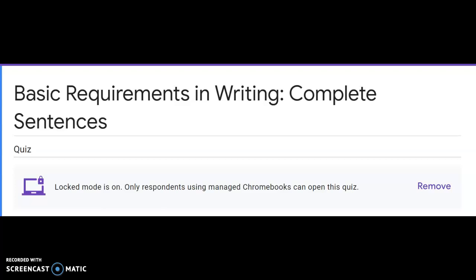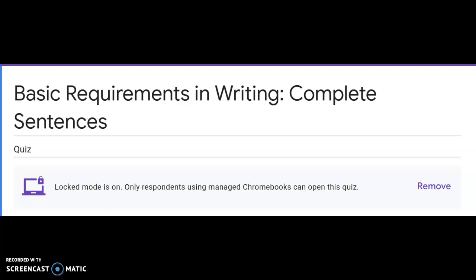So this week we've been looking at basic requirements in writing, specifically writing complete sentences. It's been the case all year, but from this moment forward I'm really going to insist that all of the writing you turn in to me is in complete sentences. Today is the day that you get to show what you know.